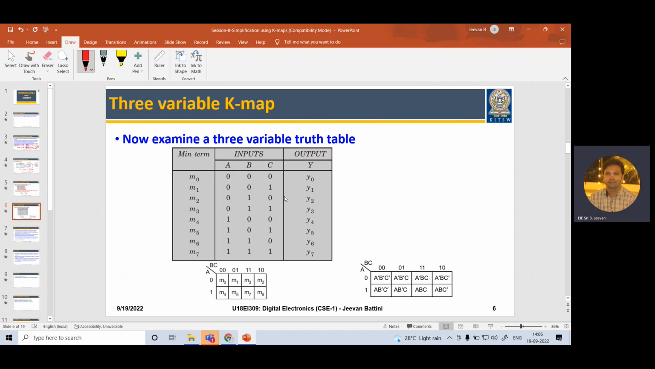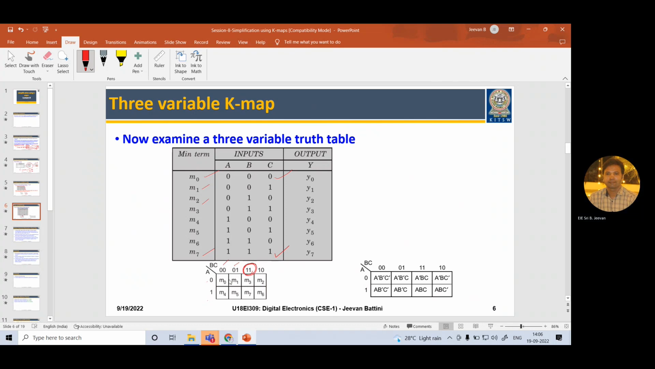Next, if the number of variables is 3, the possible values would be 8, starting from 3 zeros and ending with 3 ones. The corresponding minterms are M0, M1, up to M7, which are its decimal values. Now coming to the K-map, it is very important. It is a 3-variable K-map, so 8 cells are required, but how are the 8 cells placed? A is one side, its possible values 0 and 1. B C is the other side, with possible values 0 0, 0 1, and 1 1. This is very important. After that, 1 0.